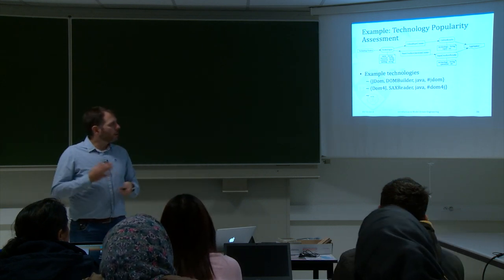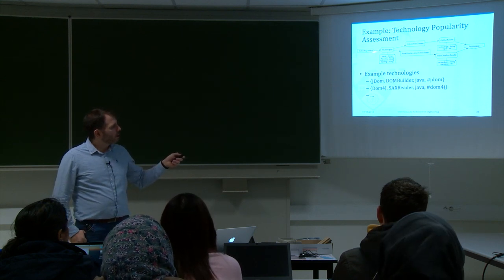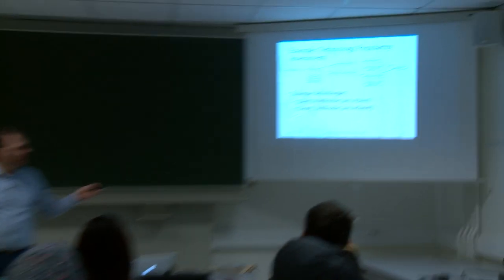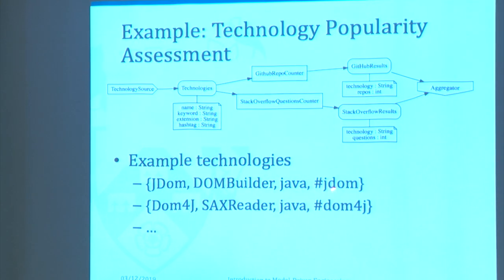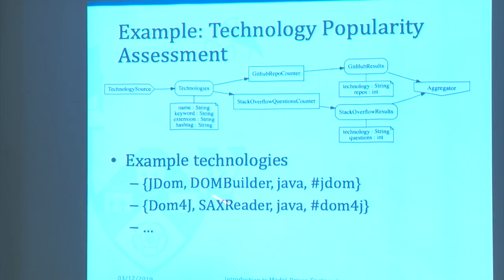And in particular, the kind of applications we wanted to be able to write was like this. So for example, here we have certain technologies that we are interested in. In this case, we have XML parsing libraries in Java. And for every technology, we know its name. We know one of the keywords that we should expect to find in files that make use of that technology, the extension of files that refer to this technology, and a Stack Overflow hashtag for that technology.